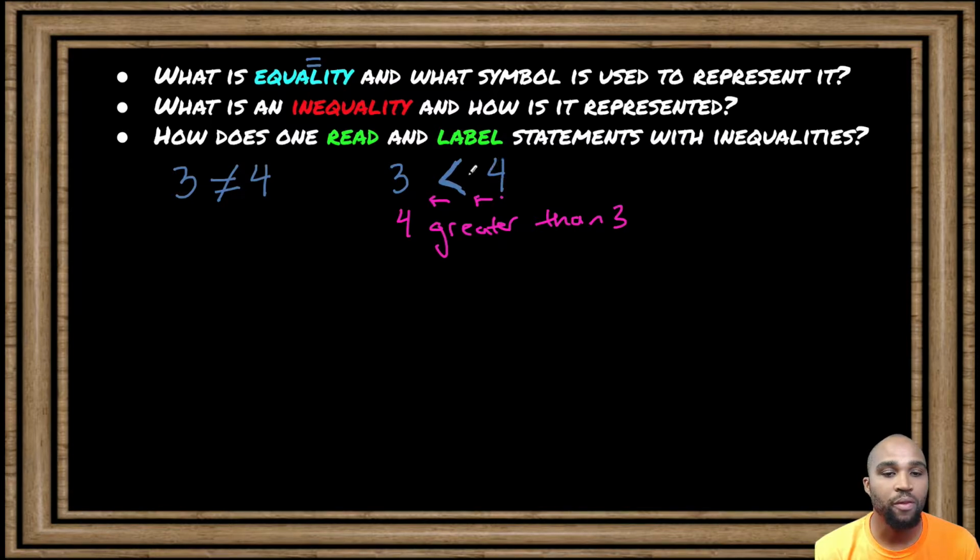We read that 4 is greater than 3 with the mouth opening to the 4, but we can read it backwards. Let me get a different color to illustrate that. See, I'm looking this way and the mouth is closed. It's not opening towards the 3. So we're going to say 3 is less than 4. And you may be thinking, that's pretty simple. Of course 3 is less than 4 and 4 is greater than 3.